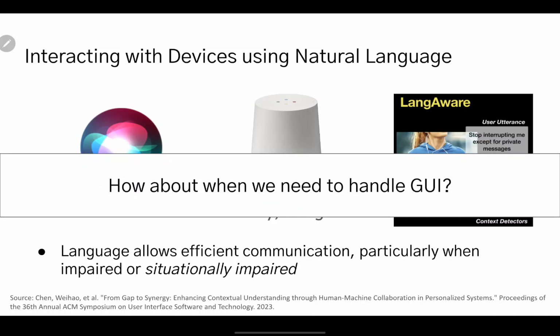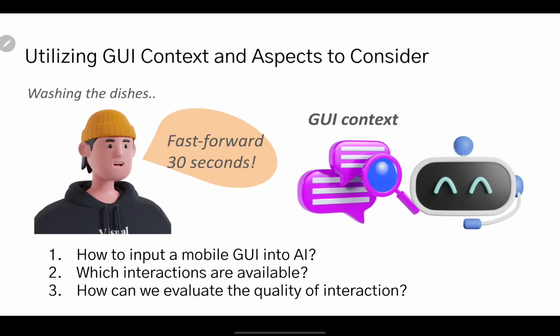So when we want to control the GUI using natural language speech, how can we do it? For example, when we are washing the dishes, our hands are situationally impaired, and we may want to fast forward 30 seconds through an advertisement. In that case, we may want the agent to fast forward instead of us controlling the GUI.